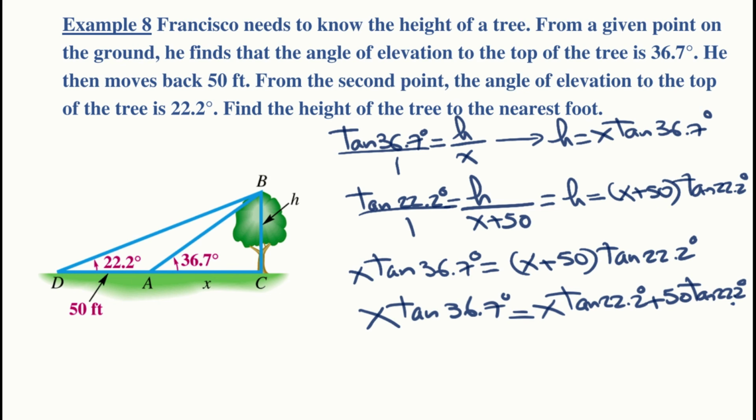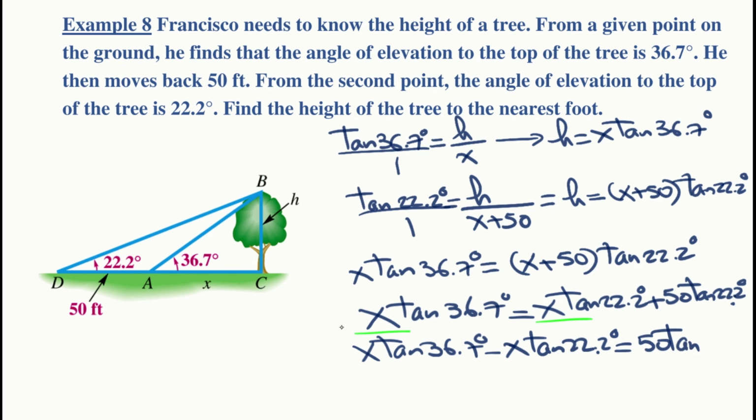Now notice we're trying to solve for x. Keep your eye on the target. I see an x term here, one here, so we should get those on the same side. Let's do so. So we get x times the tangent of 36.7 degrees. I'm going to bring the one from the right to the left side, so it's going to become negative. So minus x tan 22.2 degrees equals 50 tangent of 22.2 degrees.